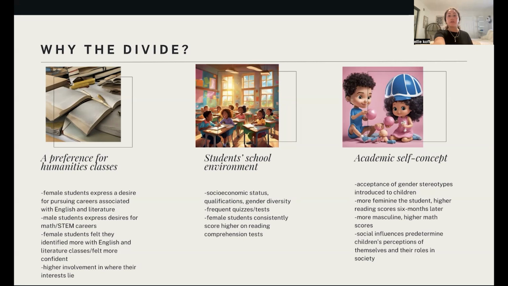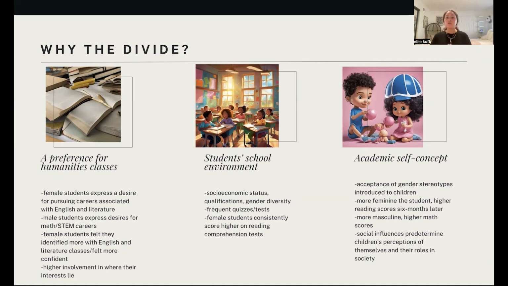And the last reason that there could be this divide is academic self concept. An academic self concept is a student's own concept of their ability to succeed in a certain academic subject. This can be related back to gender stereotypes that are introduced to children earlier on in their lives. If a female student is being shown stereotypes of more feminine ways, then it was shown that there were higher reading scores 6 months later. And the same for male students: if they're exposed to more masculine traits and embody a more masculine view on the world, then they had higher math scores.